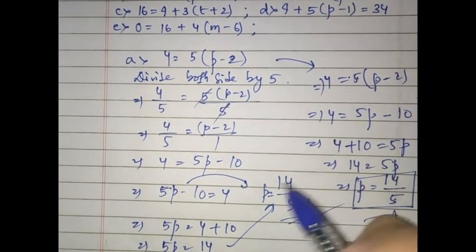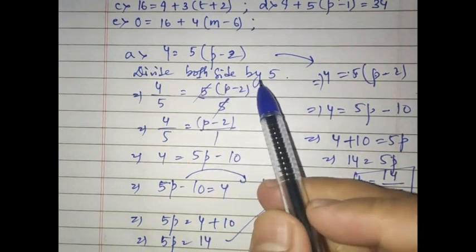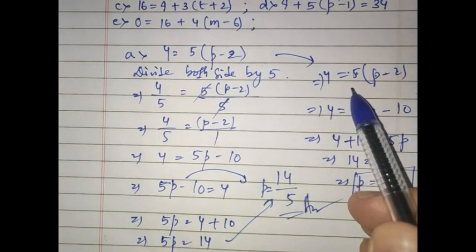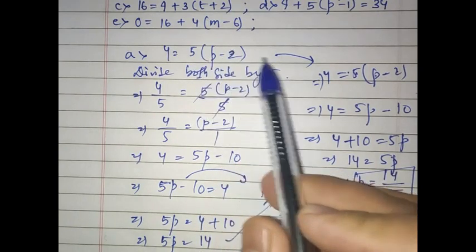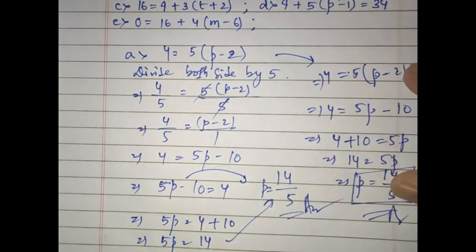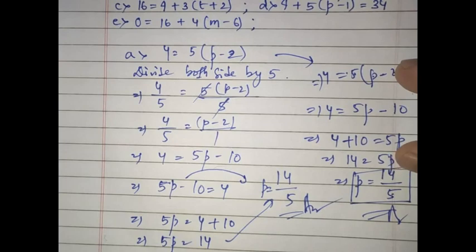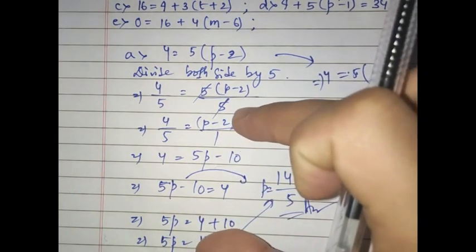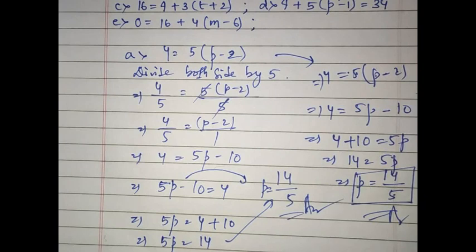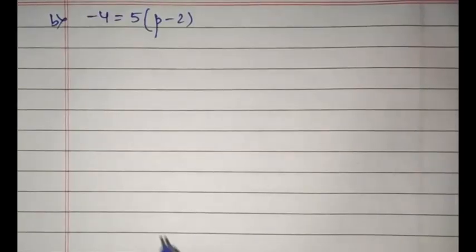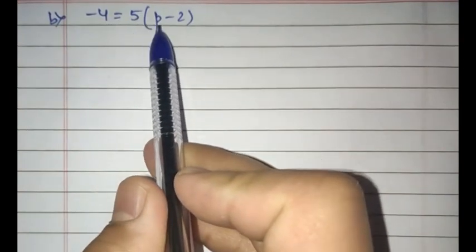The only thing is, in one case I have divided both sides by 5, and in the other case, without dividing by 5, I have opened the bracket and solved it. In one I solved in fewer steps, and in the other the steps were a little more. Whichever you feel is easy, you can do that. Okay, proceeding to question number B: minus 4 is equal to 5(p minus 2).